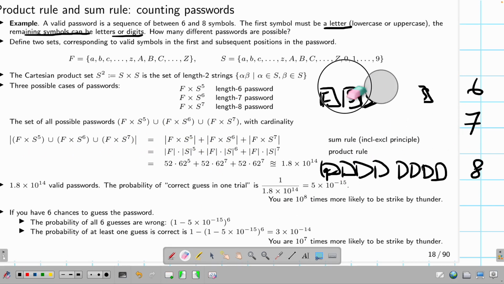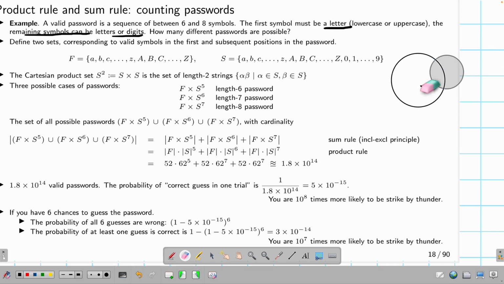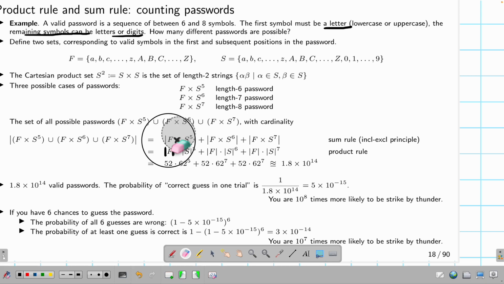Inclusion-exclusion is not needed, because they are disjoint, so we don't need to count their intersections. So we get this, and then by the product rule, this Cartesian product becomes a dot. So we count each of them. F is basically all the English letters, no numbers. So there are 26 small letters, 26 capital letters, so 52. What about S? S is from A to Z, and then 0 to 9. So 26, 26, and 10. So it will be 62.